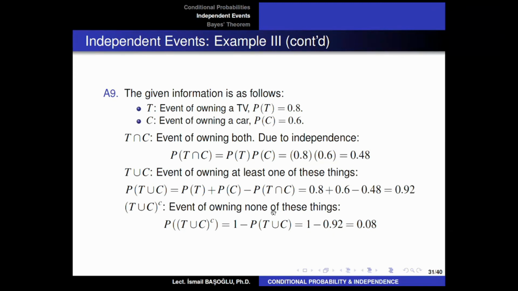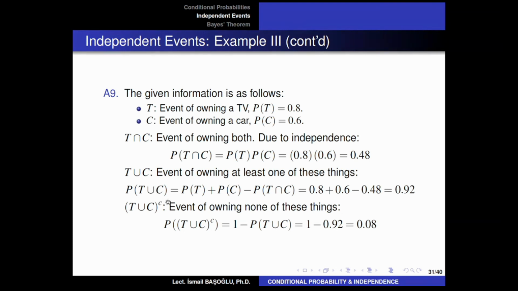The family will own none of these things, which means T union C complement. So remember, T union C means the family owns at least one of these products, and the complement of this union is the event of the family owning none of these things. Let us find the probability of T union C in the first place, because the probability of the complement can easily be computed by subtracting the probability of the union.